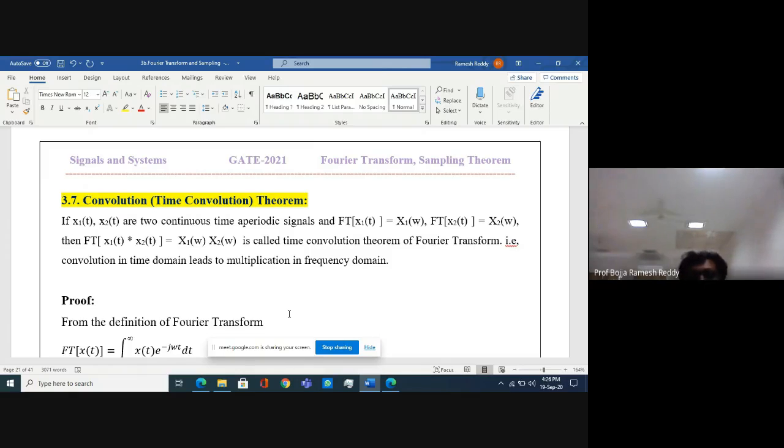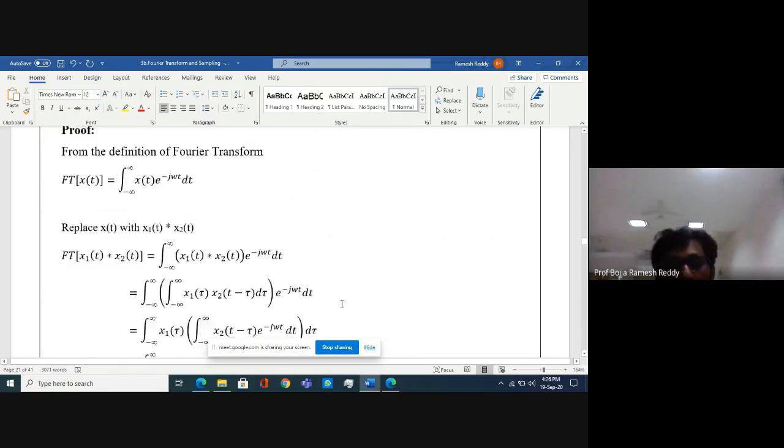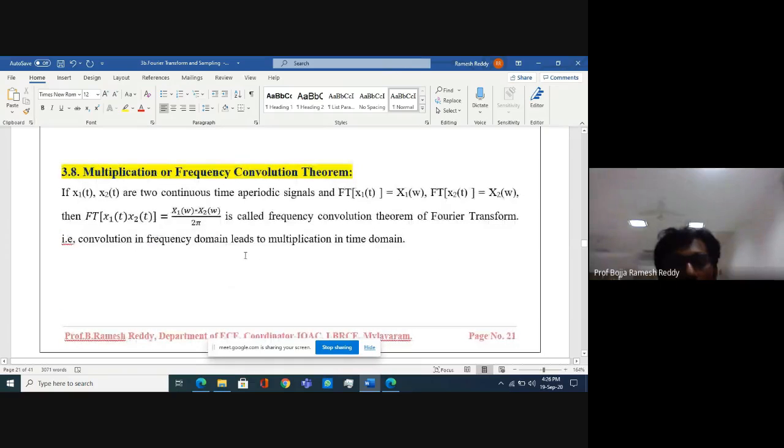Time convolution theorem. If we know two different signals, x1 of t and x2 of t, and their Fourier transforms are x1 of omega and x2 of omega, then the Fourier transform of x1 of t convolved with x2 of t is equal to x1 of omega into x2 of omega. Meaning, convolution in time domain leads to simple multiplication in frequency domain. That is called the time convolution theorem. This derivation is not required.